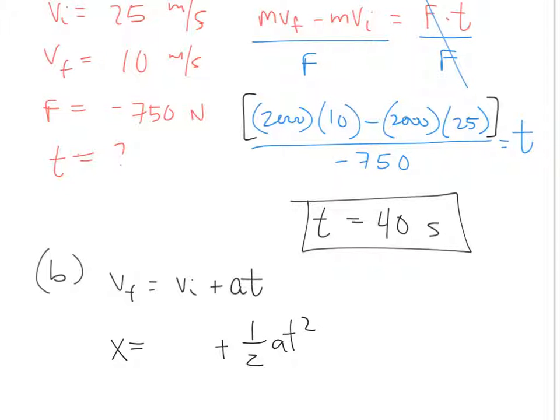You're close. The at squared is there, but the vi is in the beginning here, okay? x equals vit plus 1/2 at squared. So why can I use this formula? How come I'm allowed to use this?